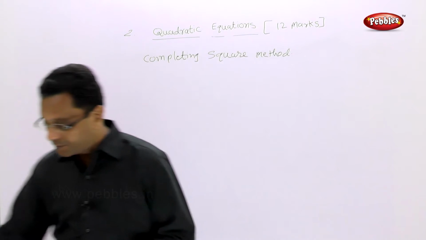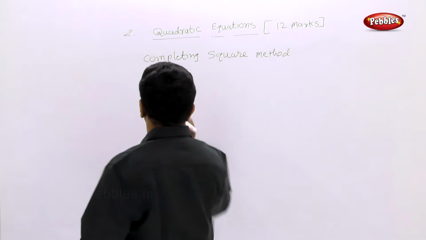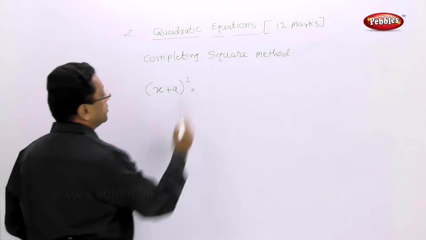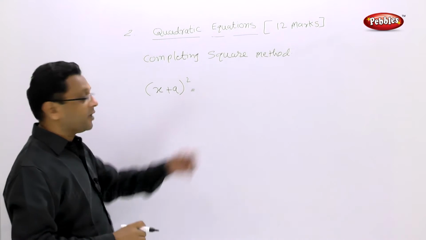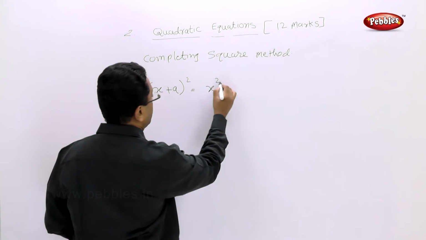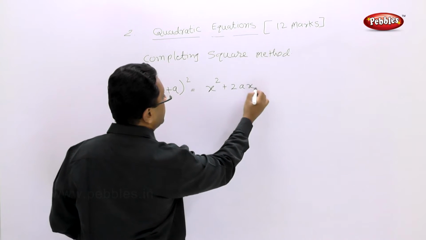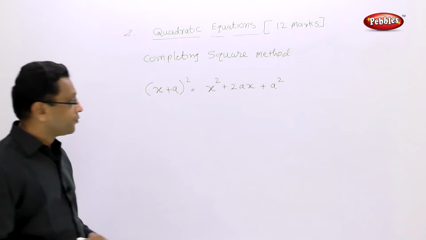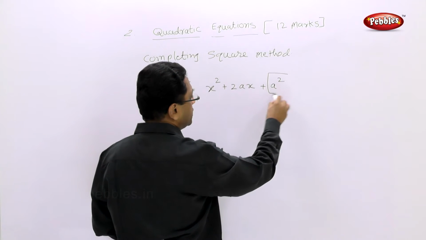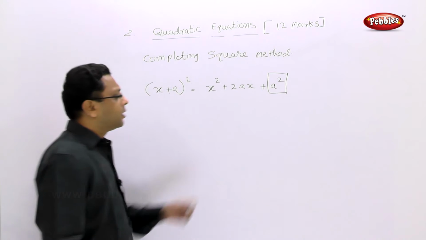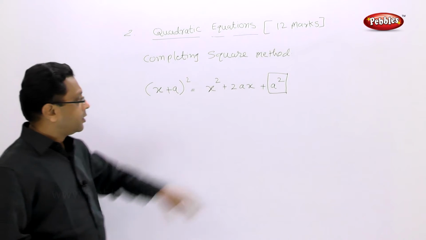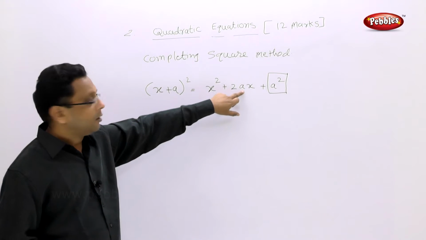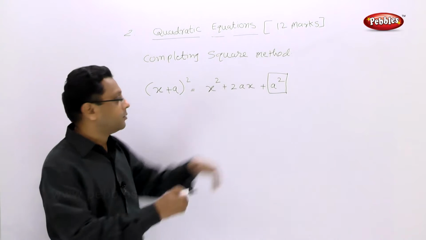Now in this method, let us see. Suppose (x plus a) whole square. How will you simplify this? x square plus 2ax plus a square. This is the third term. How do you get this third term? You can see the coefficient of x is 2a. From this, how will you get this? Simple.